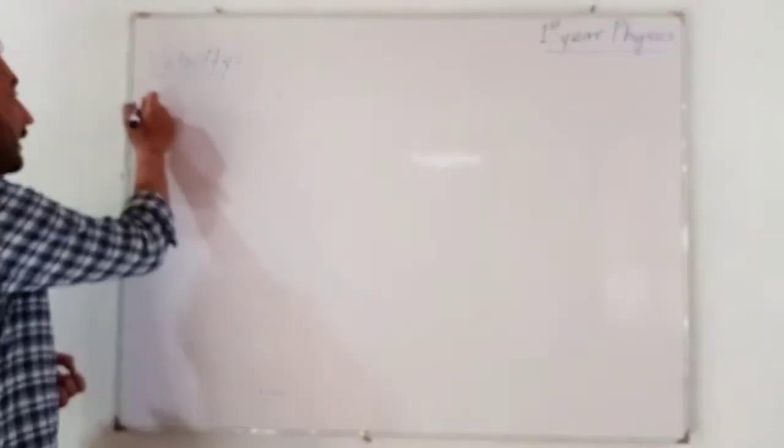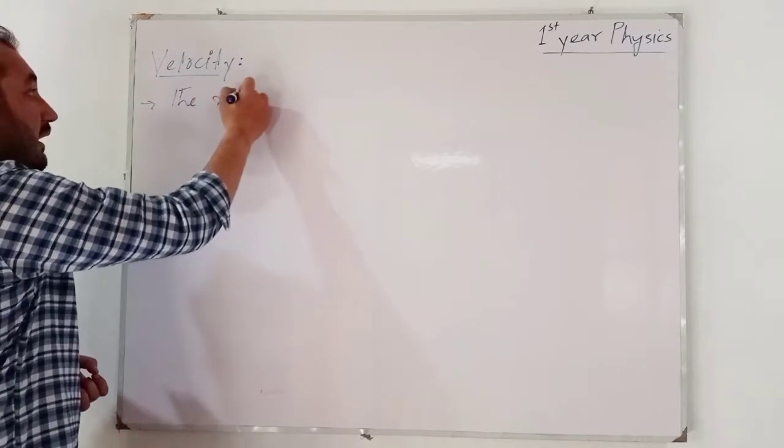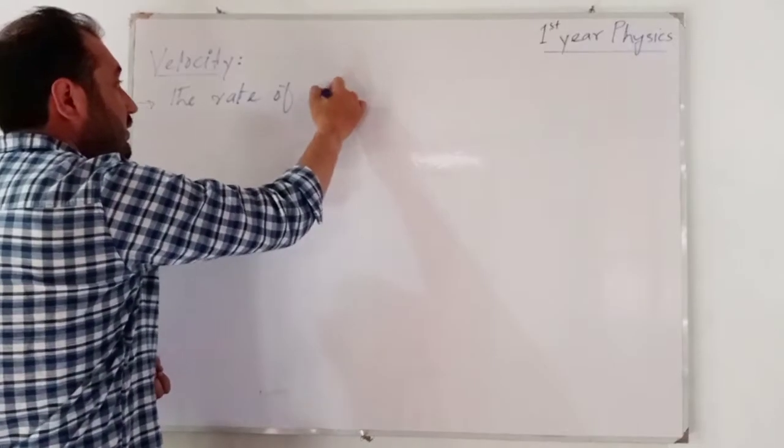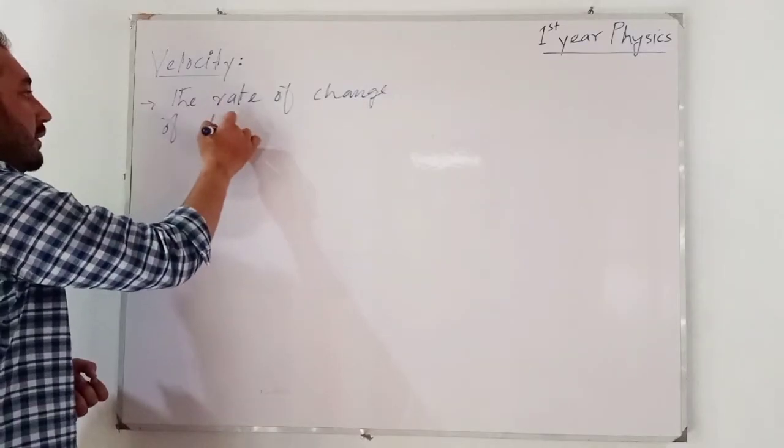So we can define velocity as the rate of change of displacement. So it is the rate of change of displacement.